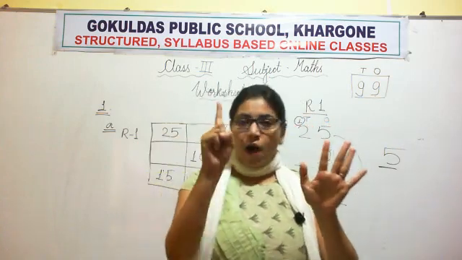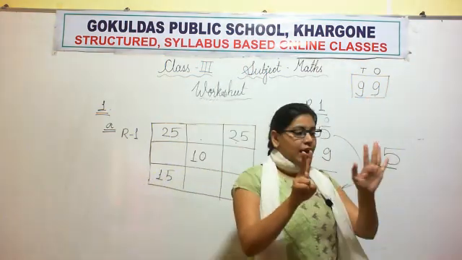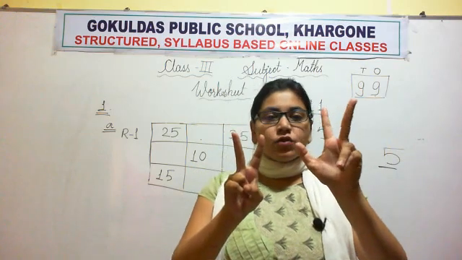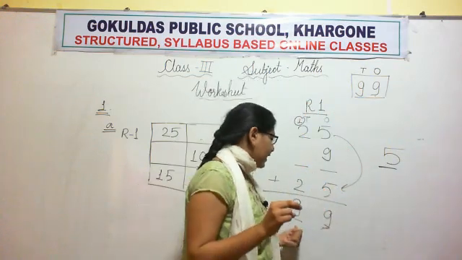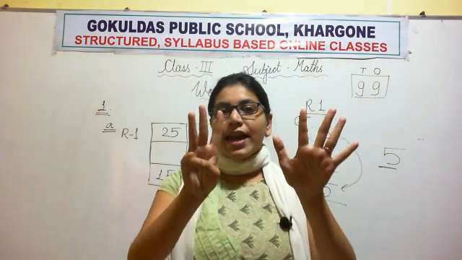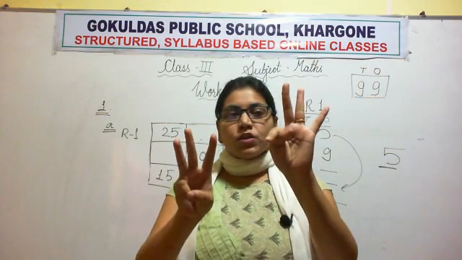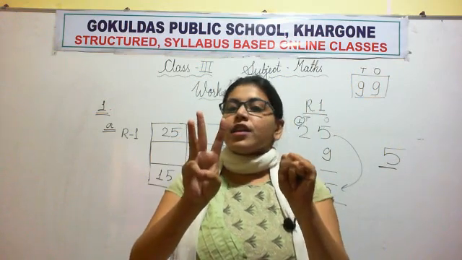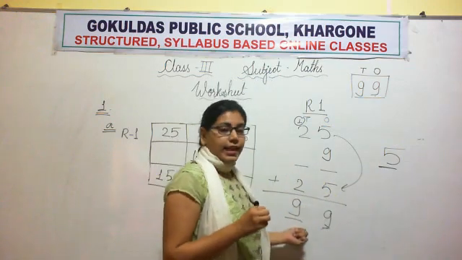Let's add 2 to this 5. Let's count. 1, 2, 3, 4, 5, 6, 7. But we want 9. So let's add 3 to the 5. Now let's count how many fingers. 1, 2, 3, 4, 5, 6, 7, 8. No, but we want 9, not 8.